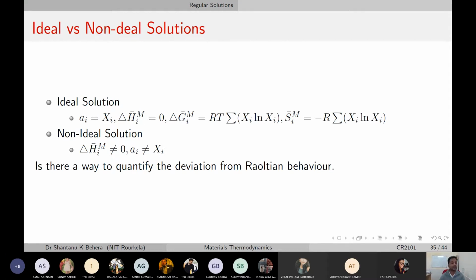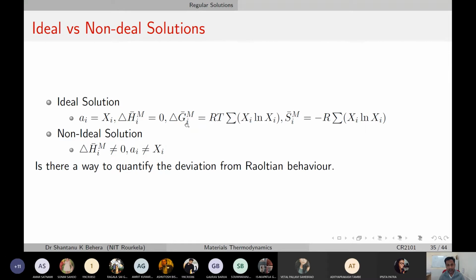And the attribute of an ideal solution is that the component activity is similar to the mole fraction of any component in the solution. And there is no change in the enthalpy when two components mix to form a solution, right? That means there is no interaction between the different components when they come into solution, and that's why it's reflected here. The enthalpy change is zero, but there is a positive change in the free energy of mixing of the solution.